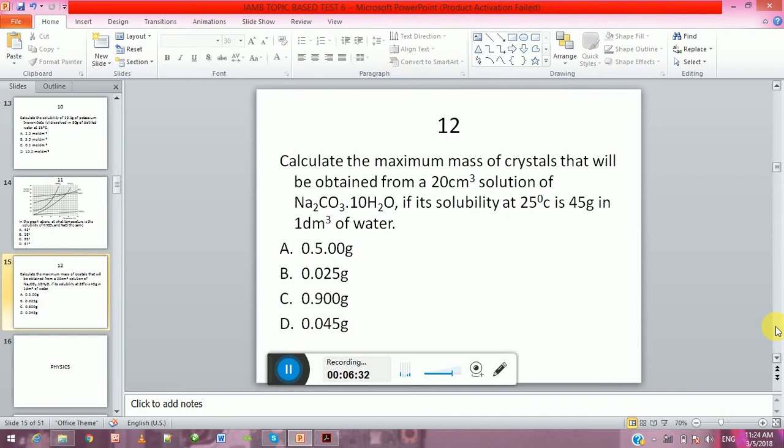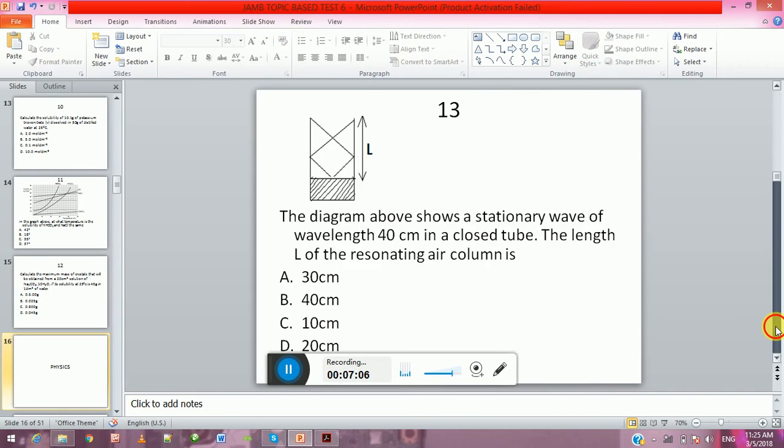Calculate the maximum mass of crystals that will be obtained from a 20 cm cubed solution of sodium carbonate with water of crystallization 10 if its solubility at 25 degrees Celsius is 45 gram in 1 dm cubed of water. A. 0.5 gram. B. 0.025 gram. C. 0.900 gram. D. 0.045 gram. Physics.